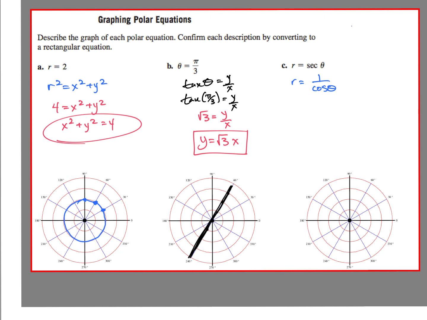X equals r cosine theta, doesn't it? Well, how do I get to an r cosine theta? I multiply by cosine. So now I end up with r cosine theta is equal to 1. So x has to equal 1. So x equals 1. So r equals secant theta is actually just a vertical line of x equals 1. All right, so that would be my graph on my polar coordinates. All right, pretty nifty? Yes.